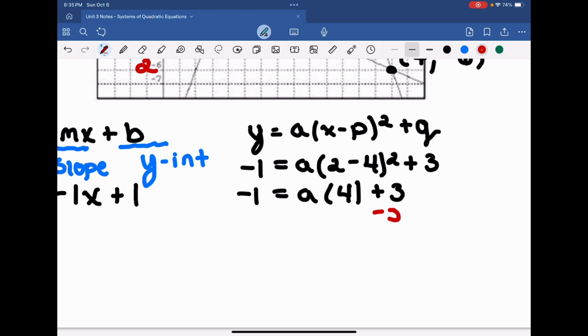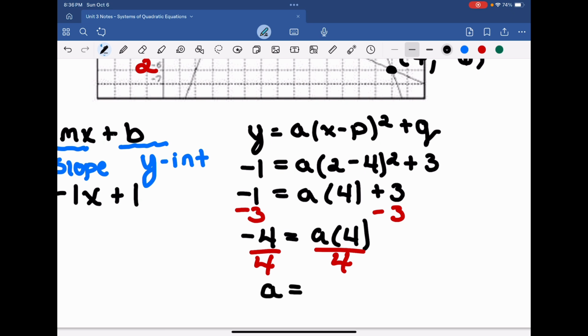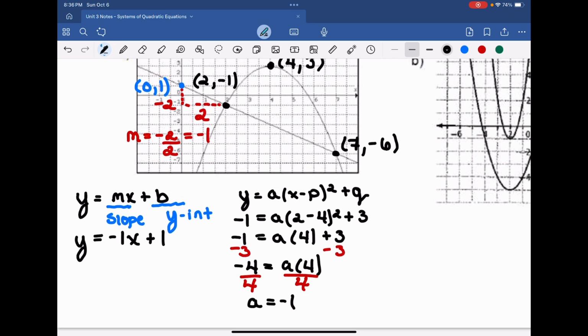When I subtract 3 from both sides, and I'm going to make that 3 just a bit better there. There we go. This is going to give me negative 4 is equal to a times 4. And thus, when I divide both sides by the 4, I'm just going to get a is equal to negative 1, which just means that the original graph faces downwards in this situation.